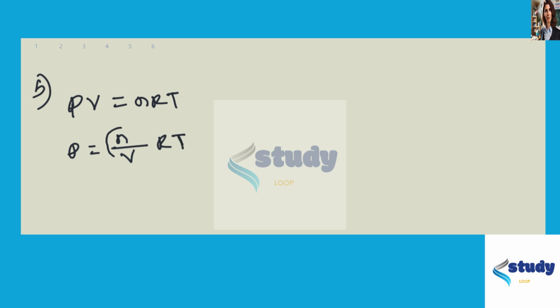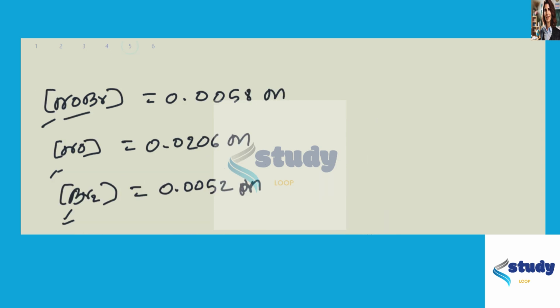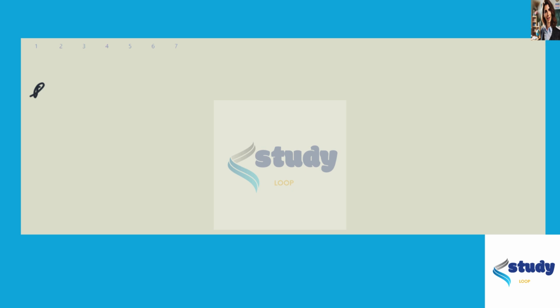And again, this n by V is our concentration, which we have calculated as this. So n by V is concentration. We can write this as CRT. That means pressure is equal to concentration times the universal gas constant and the temperature. So let's find out the pressure for each one.